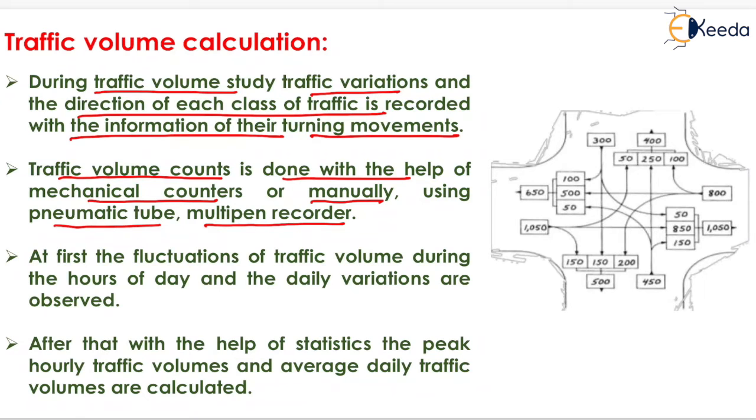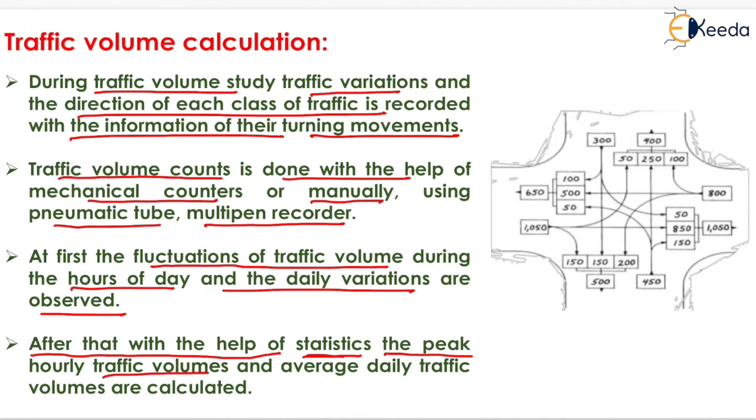At first, the fluctuation of traffic volume during the hours of the day and the daily variations are observed. It means that we have to observe the daily variations as well as the fluctuation of the traffic volume during the hours of the day. After that, with the help of statistics, the peak hourly traffic volumes and average daily traffic volumes are calculated.